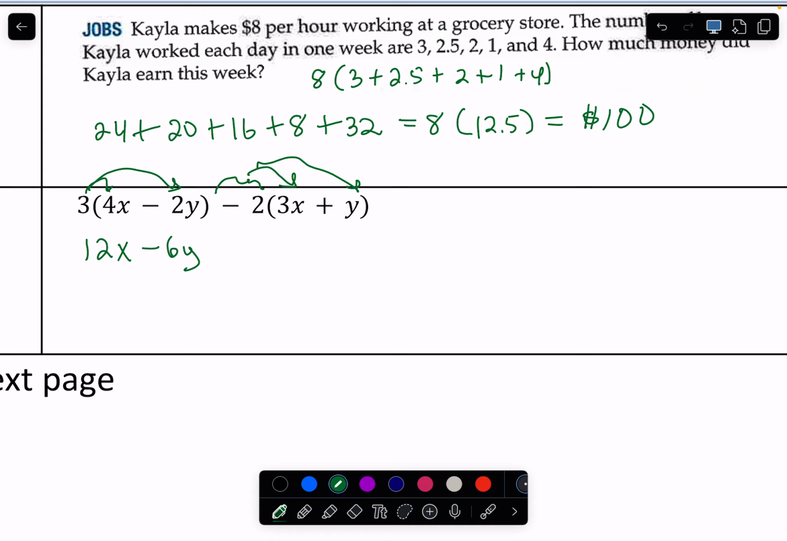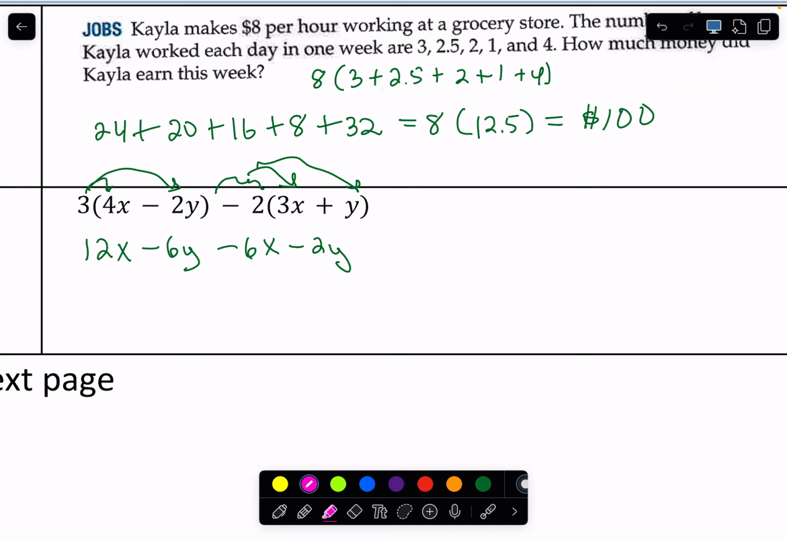Negative 2 times 3x is negative 6x. Negative 2 times positive y is negative 2y. Now, once you have that listing, then it's just a matter of, because they want you to simplify, just check for like terms. I tend to stick alphabetically. If it's powers, I go from high to low. Try to get an organizational system so you don't mess something up.